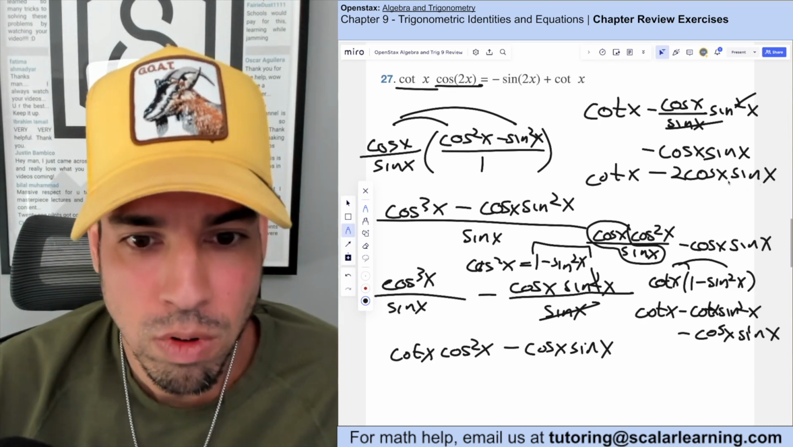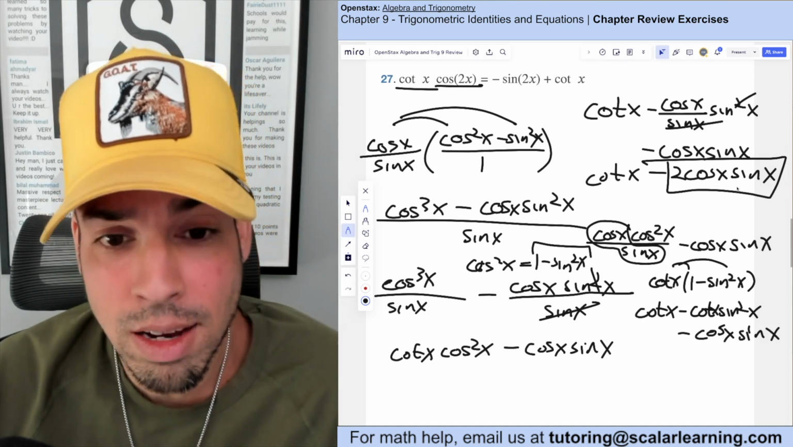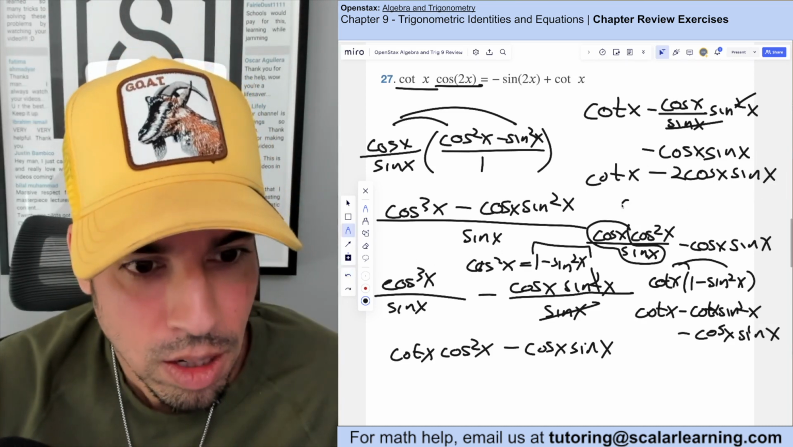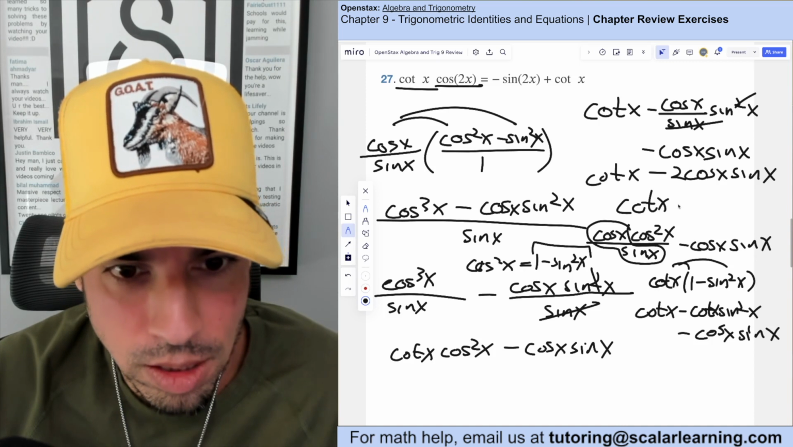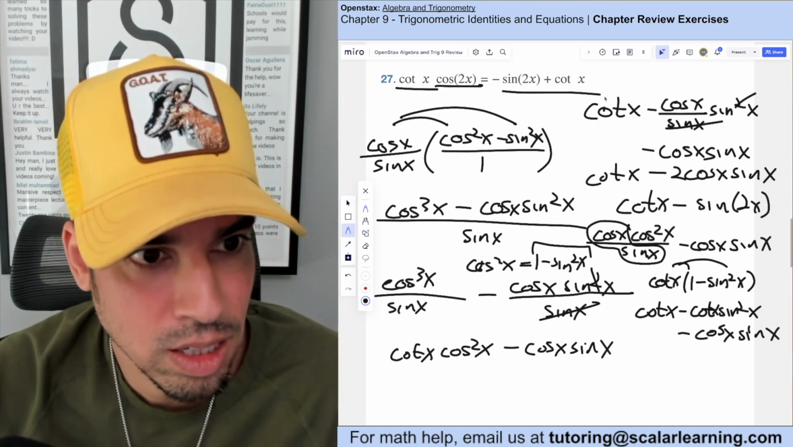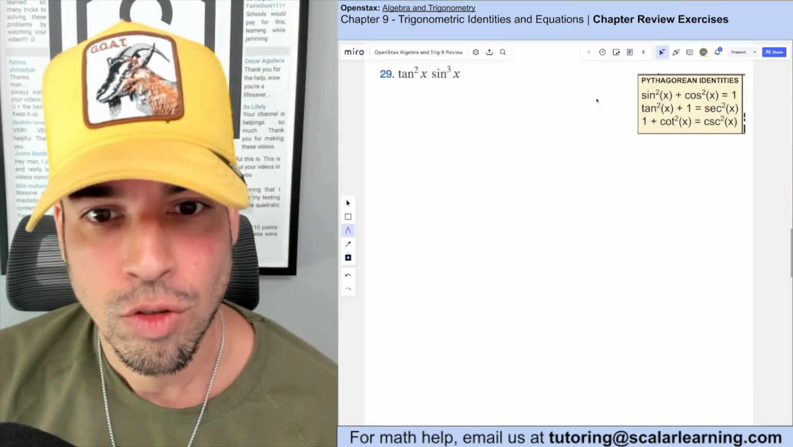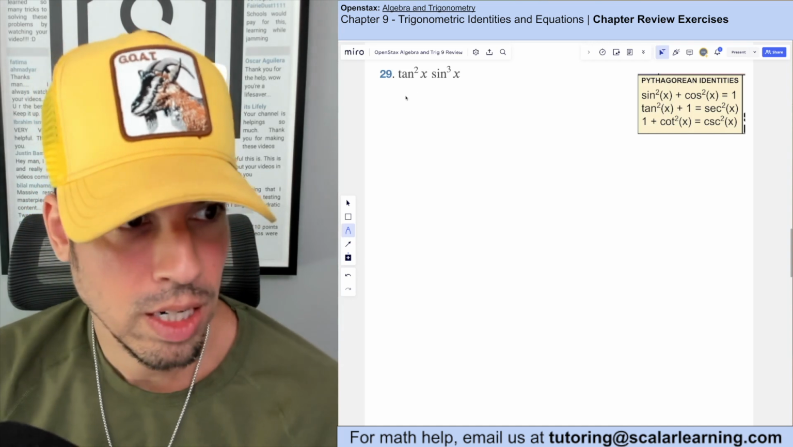Now, if you remember, this is our double angle identity for sine of 2x, which means now we're back to cotangent of x minus sine of 2x. And that's basically this. They just flipped it around. That's how you verify the identity. Done. So for this one, I'm going to start by using a Pythagorean identity to simplify.